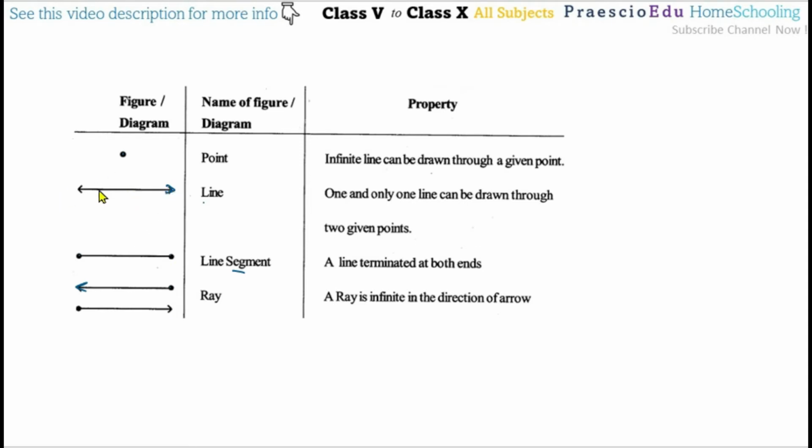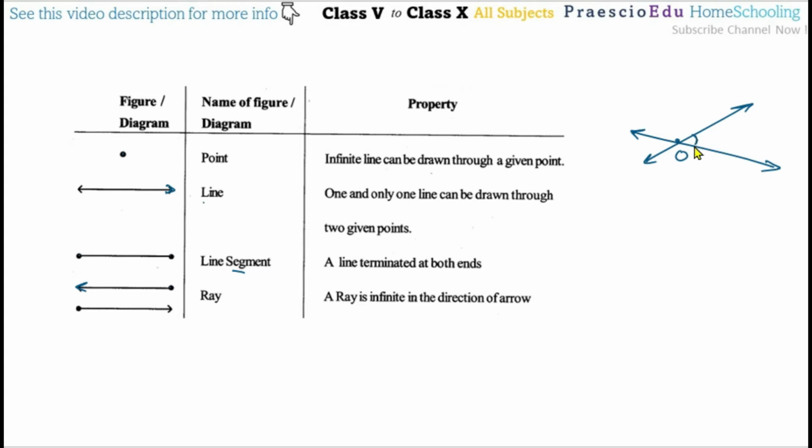Now suppose there are two lines intersecting with each other, then they form angles. Suppose this is one line and this is another line, or we can say segments, intersecting here at a point O. From O, this is one line, and from O this is another line, so these two lines are forming these angles.